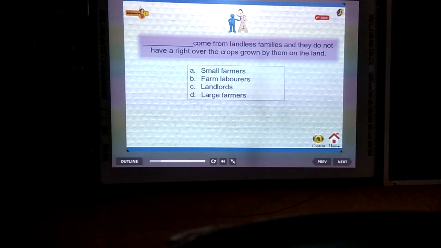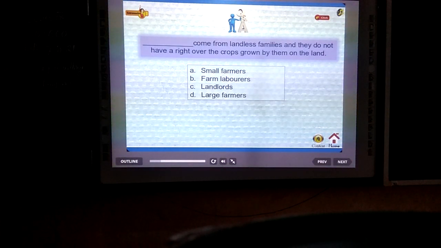Complete the following sentence. Dash come from landless families and they do not have a right over the crops grown by them on the land. Your options are A. Small farmers, B. Farm laborers, C. Landlords, D. Large farmers. They come from landless families and do not have right over the crops grown by them on the land.